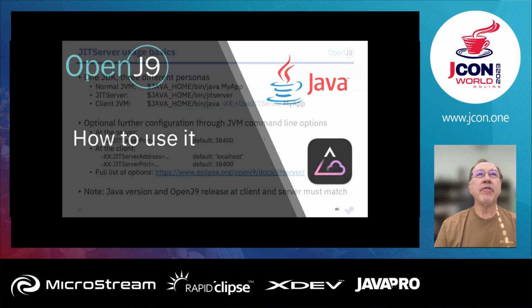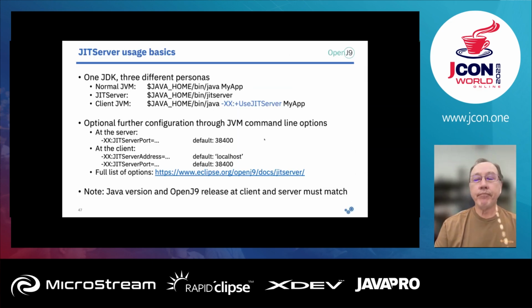So how do we use this JITServer? Basically, the JITServer is just another persona of the actual OpenJ9 JVM. So you can run the normal JVM as you typically start up any Java application, just running java MyApp will run the OpenJ9 JVM. You could start the JITServer with the jitserver command, and then your clients can communicate with the JITServer by using this JVM arg.